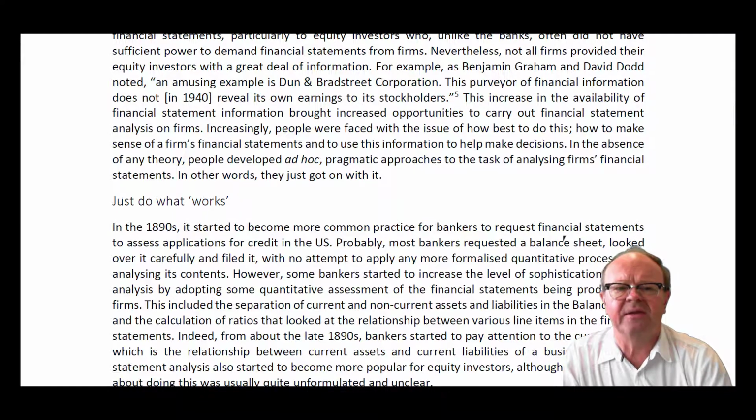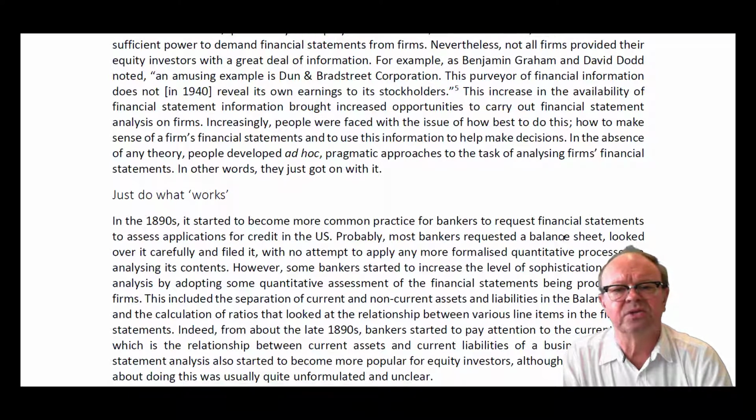Nevertheless, not all firms provided their equity investors with a great deal of information. For example, as Benjamin Graham and David Dodd noted, an amusing example is Dun & Bradstreet Corporation. This purveyor of financial information does not, in 1940, reveal its own earnings to its stockholders.